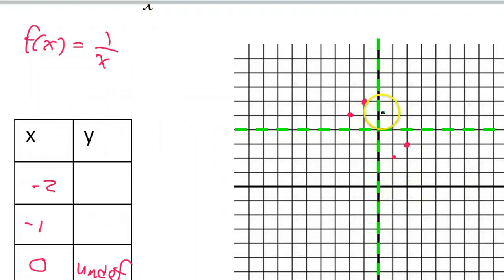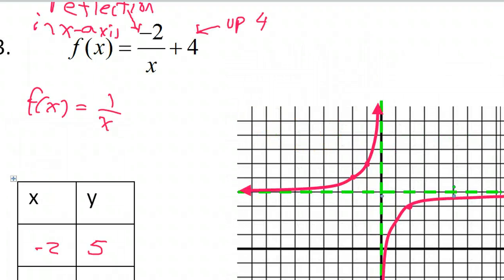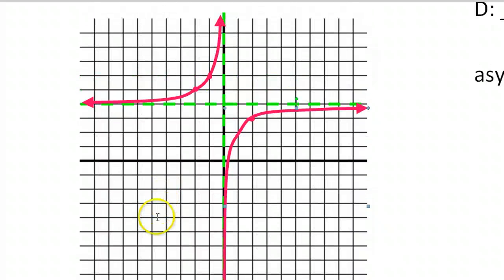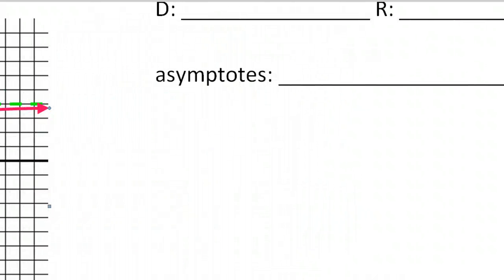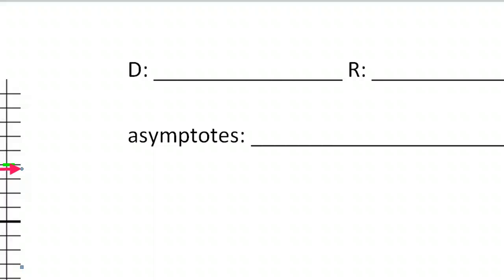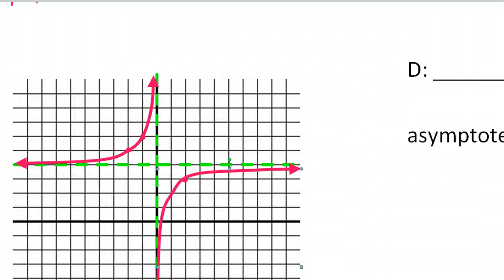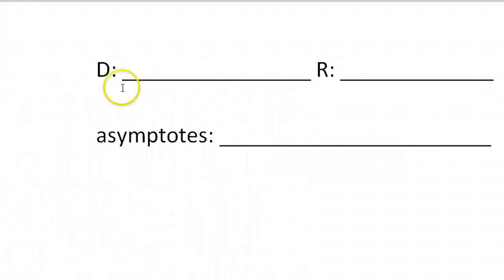Okay, now these dots are enough for me to draw the sketch. Alright, so number 3 should be looking something like this. Now how about that domain and range? Alright, again the domain is the x values. We have all x values represented except for the vertical asymptote at 0. Everything but 0. That's why the domain is going to go from negative infinity to 0, and then skip over 0 and go from 0 to positive infinity.